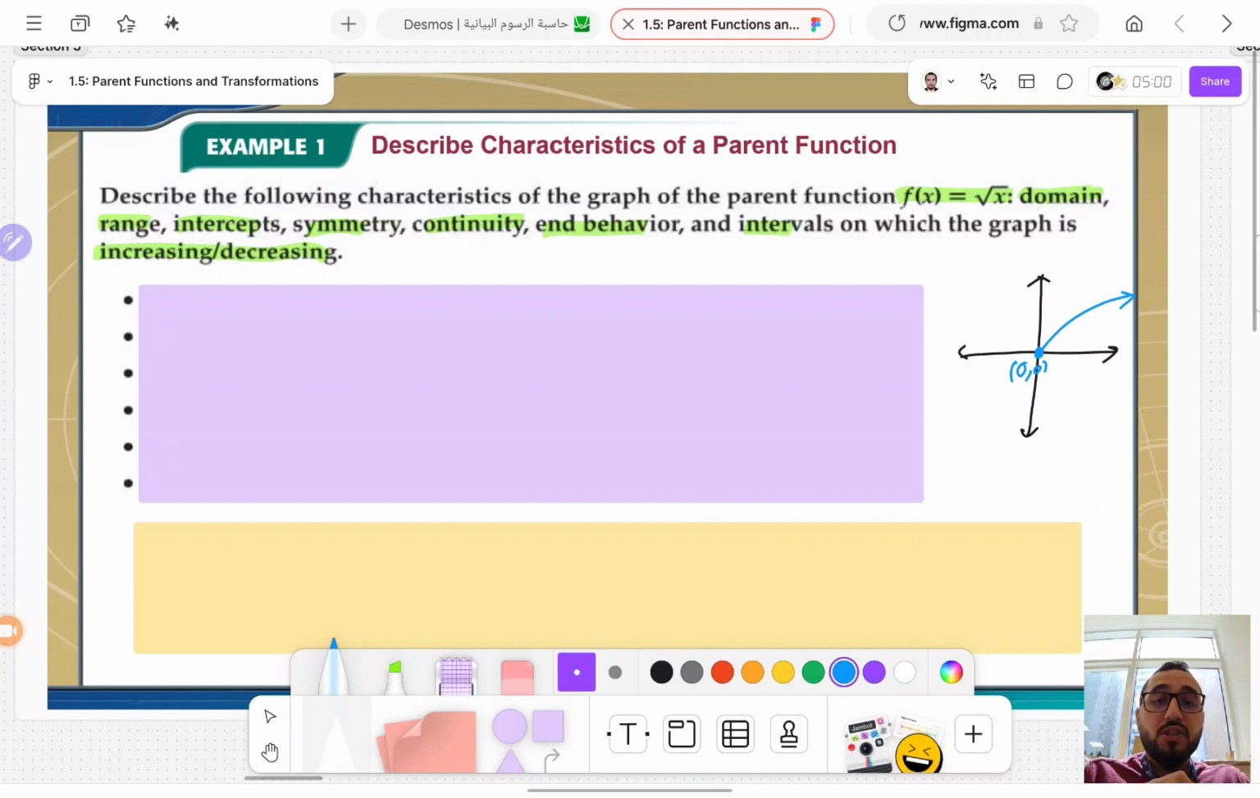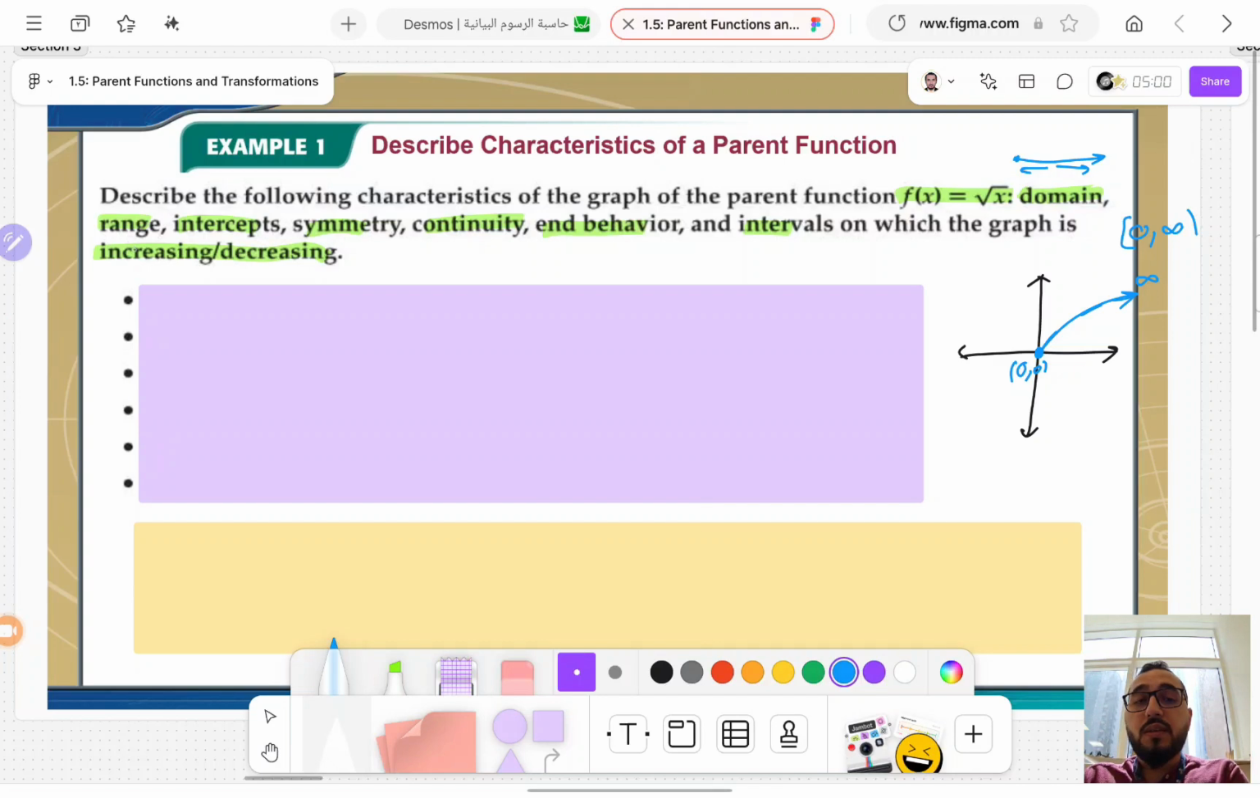Now, from this sketch, you need to identify the domain. The domain we always read from left to right. So start from the left. Where is the left point? It's 0. So start from 0 and go to the right, where? To positive infinity. So the domain is from 0 to positive infinity. Now, how about the range?